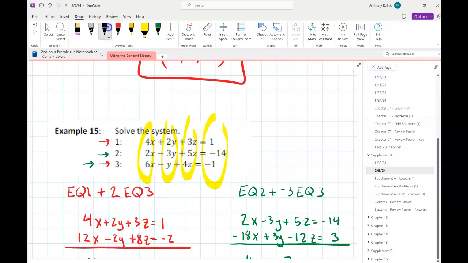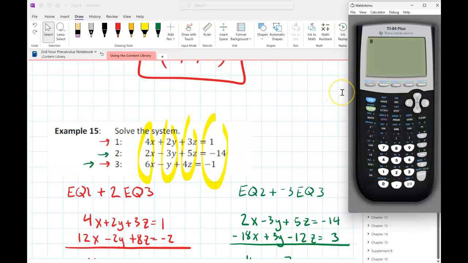Like, imagine that this one just looks like that. I just think of 0x there, right? Yep. Good. All right. So to do this in my calculator, the easiest way is to use a matrix. I'm not going to go into what a matrix is and all the theory behind why it works. I'm just going to show you how to do it.